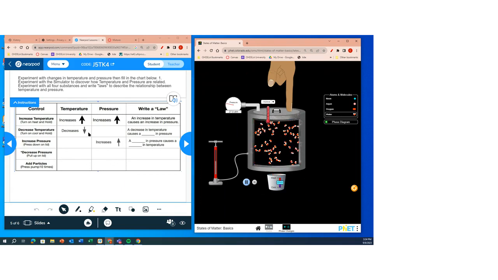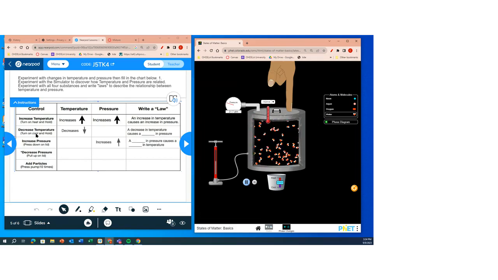So as you can see from my first answer, as the temperature increases, the pressure increases. So that's what we're saying here. The temperature increases, the pressure increases. And I write a law as: an increase in temperature causes an increase in pressure. All right, so let's take a look at the next one here.